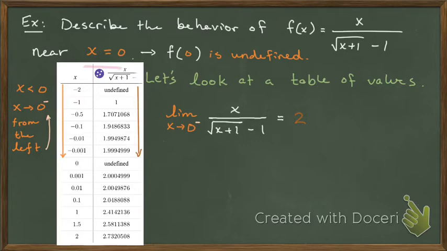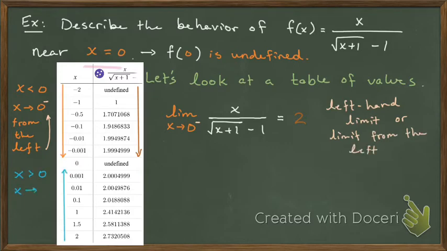Similar argument from the right-hand side. As x approaches 0 from the right, oh, I'm sorry, got ahead of myself. We call this the left-hand limit, or the limit from the left, okay? We're going to look at a right-hand limit. As x approaches 0 from the right, my x values are larger than 0, and we use a similar notation here.